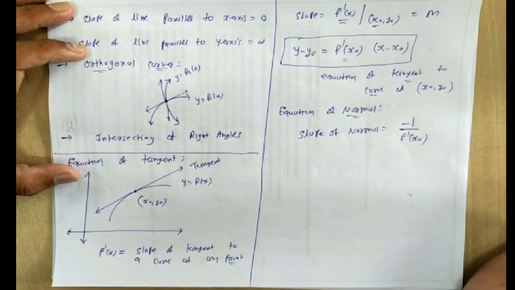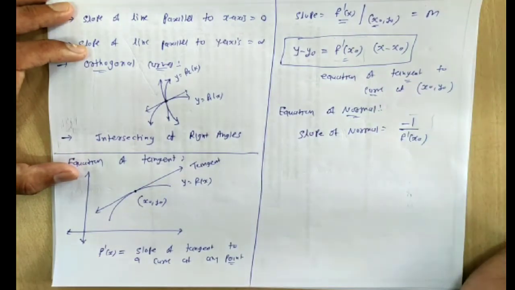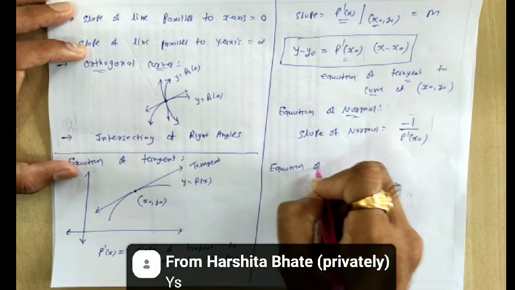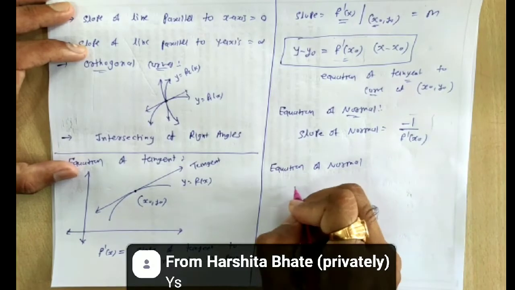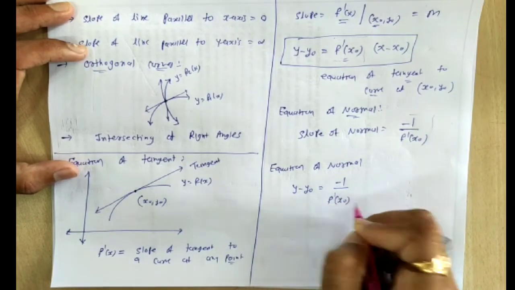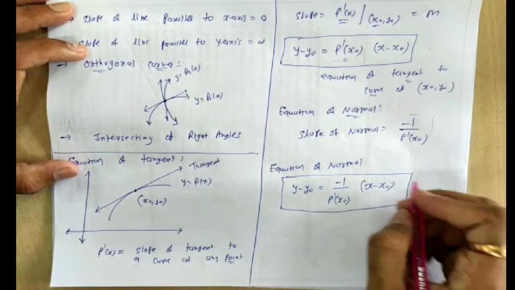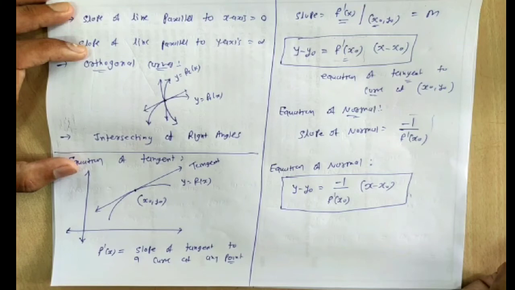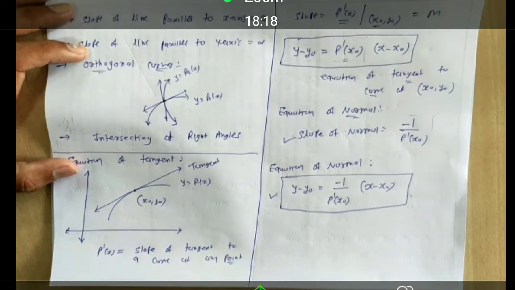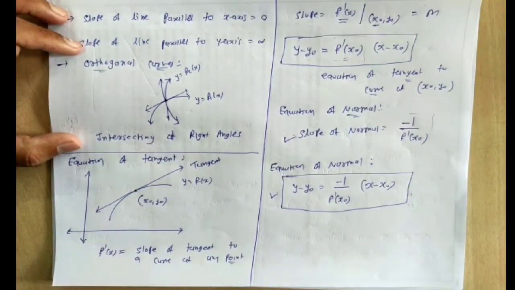Done? Yes or no? This is the slope of the normal and this is the slope of the tangent. If we multiply the two, what will the answer be? -1. So the equation of normal will be y minus y0 equal to minus 1 upon f dash of x0 into x minus x0. This is the equation of normal to a curve. This is the slope, this is the equation. Clear? So this is the basic theory regarding your exercise.